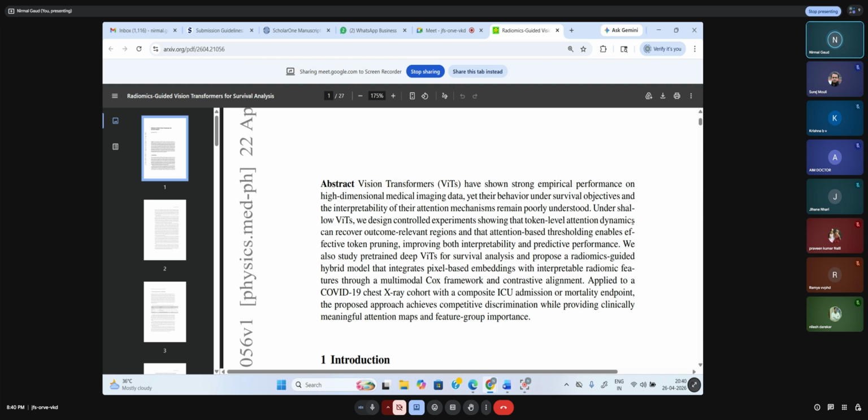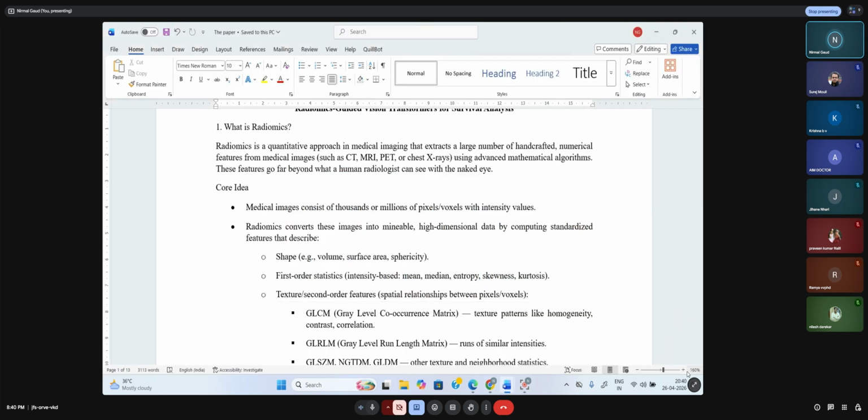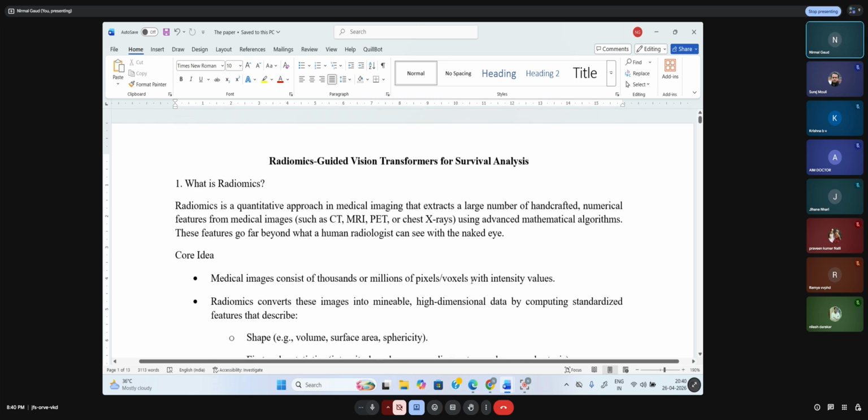Okay, got it. So here is the abstract. In the introduction, many things will be there. I have already made some notes for you that we can see.